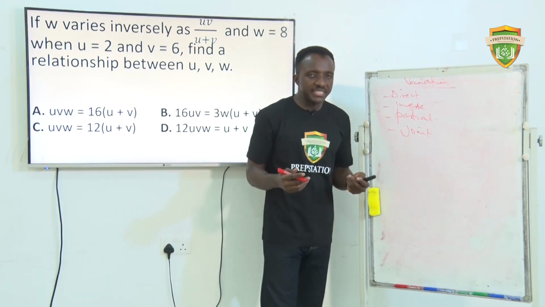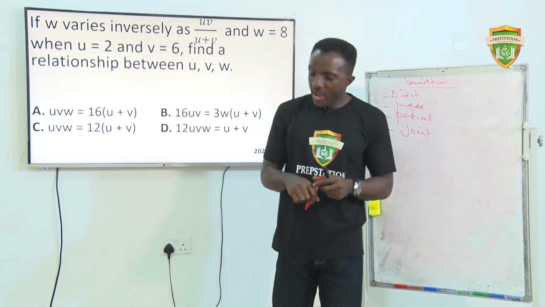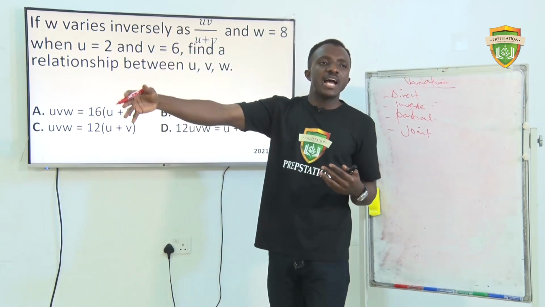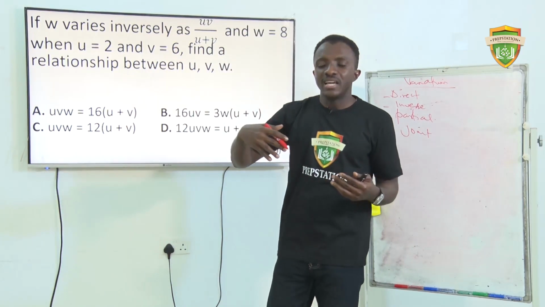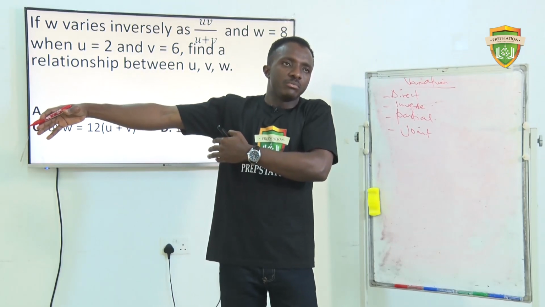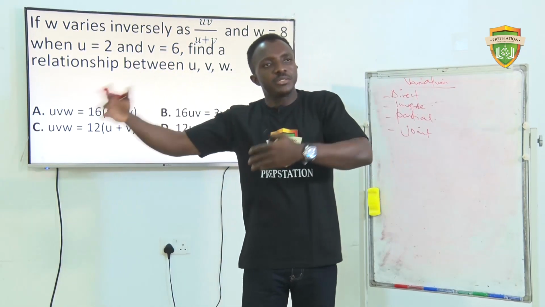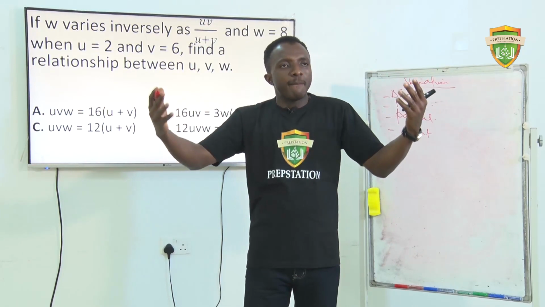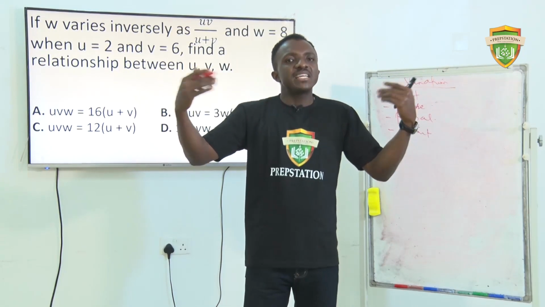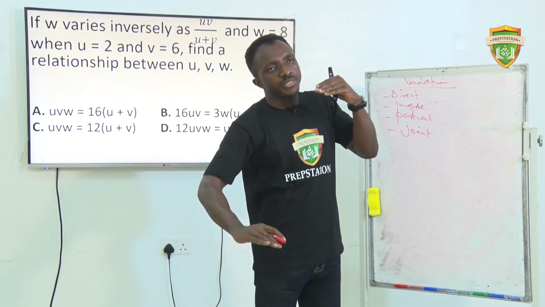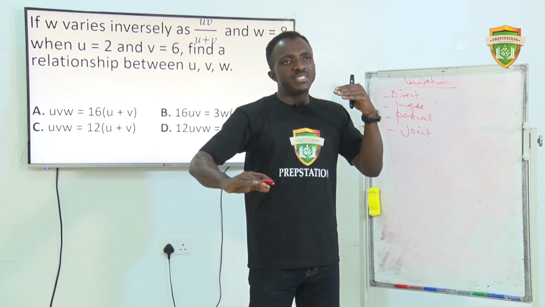Now, when the variation is direct, when we say something varies directly as another thing, what it means is when one increases, the other one increases too. So when one increases, the other increases. That's what we mean by direct variation. So the same thing affects both of them. But when it is inverse, as one increases, the other reduces or decreases, if you like to say that. So please take note of that.